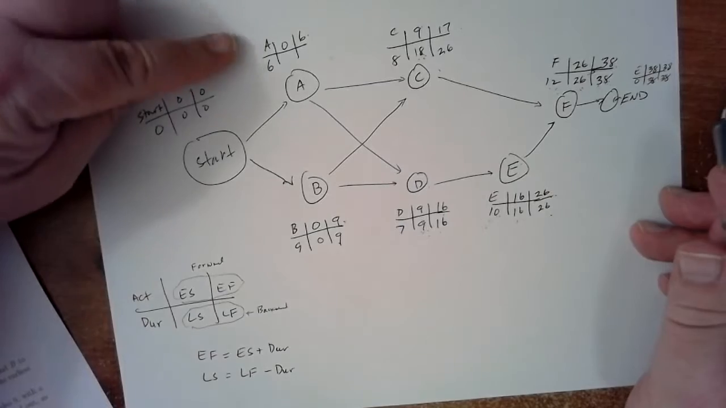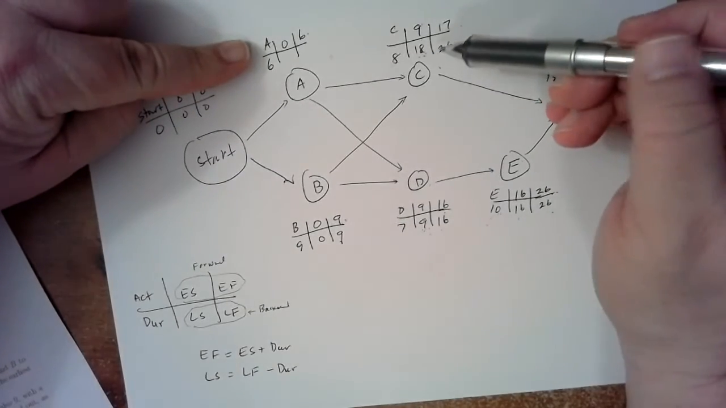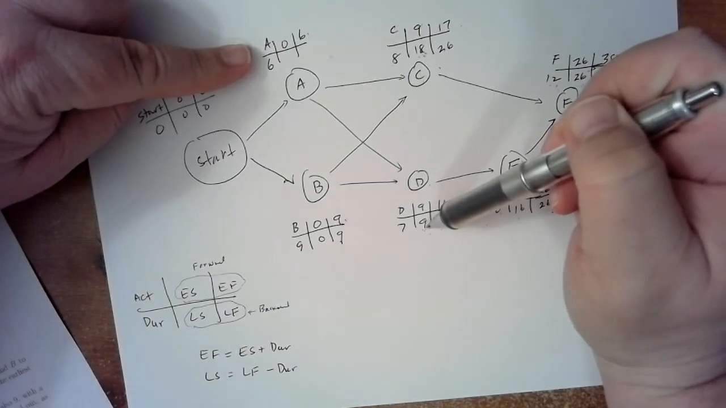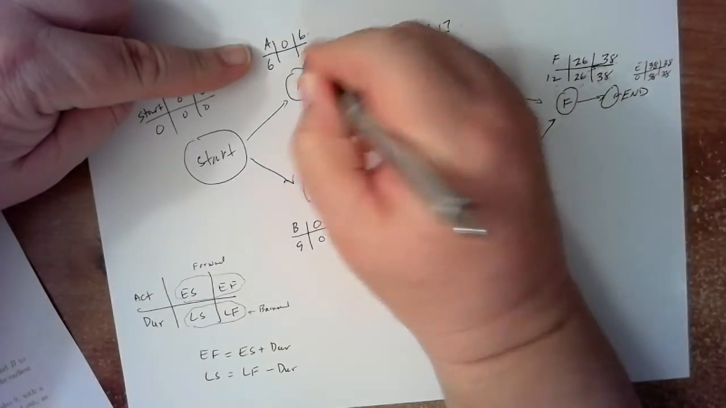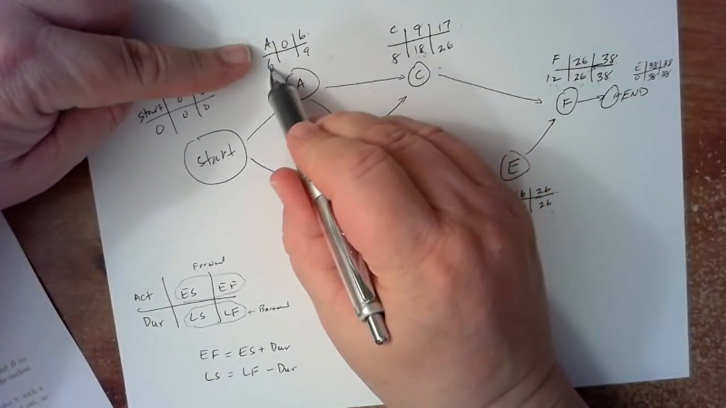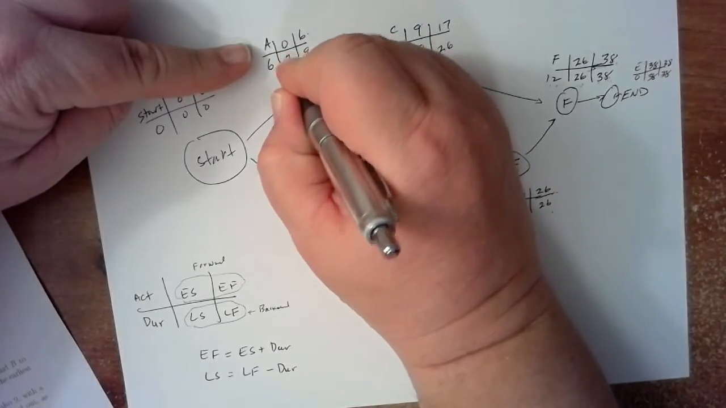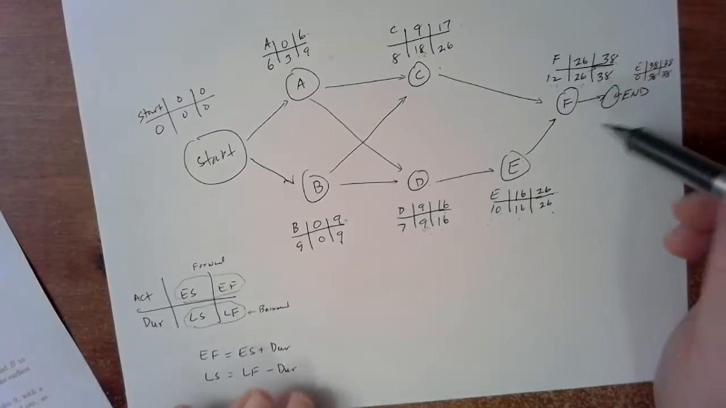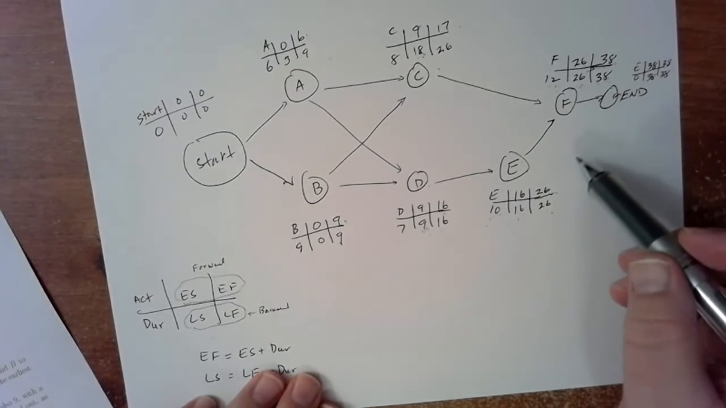Now let's take a look at node A in the same way, right? Node A, the latest finish time is either 18 or 9. It's the minimum, so that would be 9. And then 9 minus the duration 6 would give us 3. Good. And we're finished. So by the way, you'll notice something.